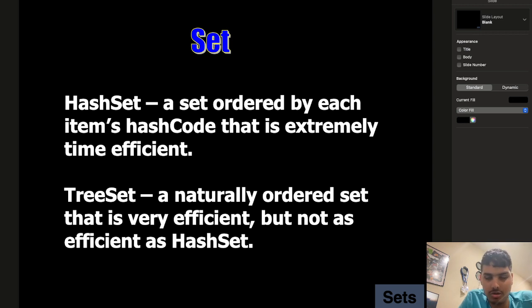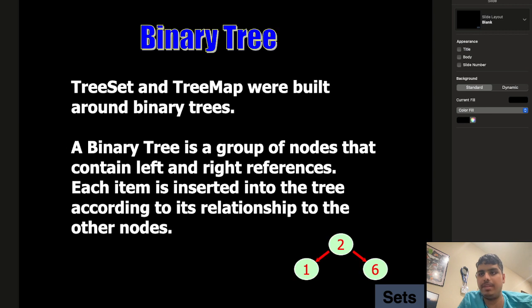Unlike the tree set, which is a naturally ordered set, the order is in ascending order based upon ASCII values. And that makes it still pretty efficient. I believe it's O of log base 2 of n. But it's just not as efficient as a hash set because it is not random order, so it has to ascend everything in the right order.